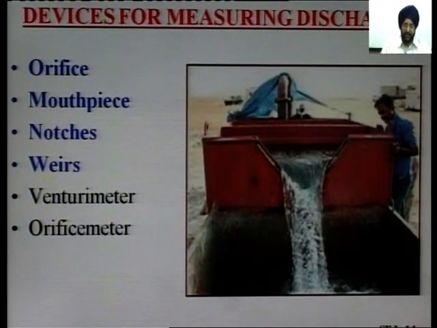Now, moving on to the different types of devices for measuring discharge. We are interested to measure discharge. We have a lot of devices, but in today's lecture we will discuss these four: the orifice, mouthpiece, notches and weirs. We will see one by one. Regarding the venturi meter and orifice meter, we have already discussed these two devices in our previous lectures on Bernoulli's theorem, how we calculate the discharge from venturi meter and orifice meter. So, in today's lecture I am interested to discuss these four devices, starting with the orifice.